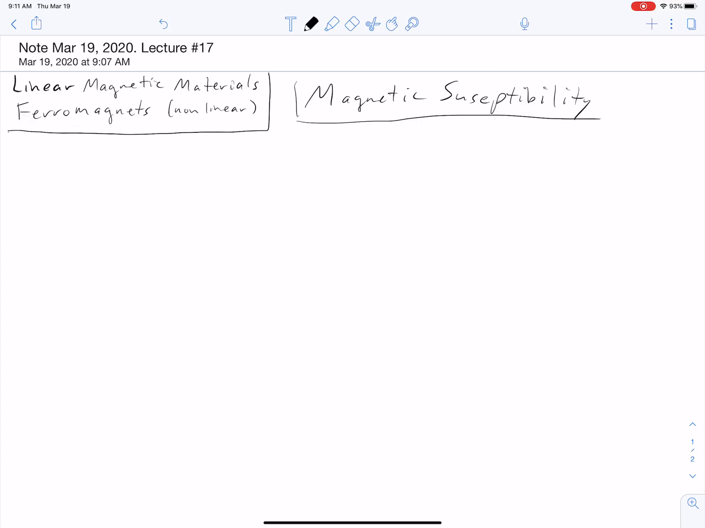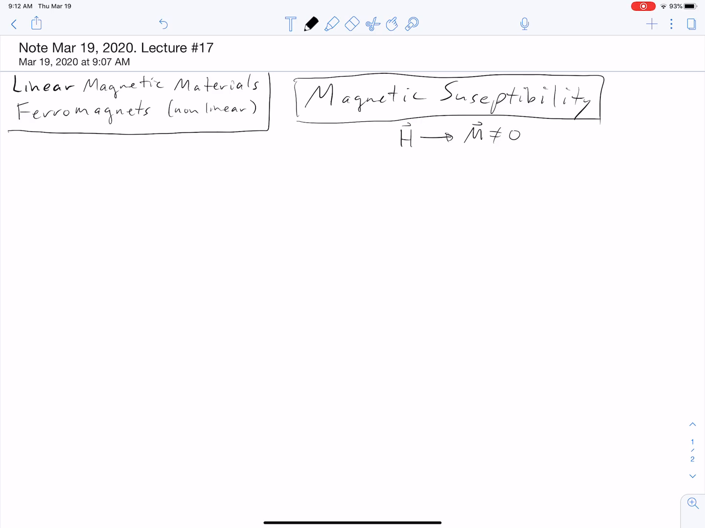And the important concept today will be magnetic susceptibility, which is basically this idea that if I have a magnetic material, then if I turn on an H field, that's going to cause the magnetization to rise, to become non-zero.